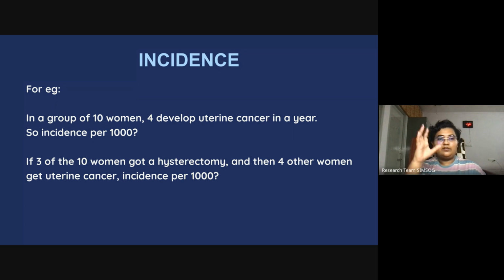If you cannot, you don't need to do the entire multiplication and division. Yeah, that is also fine. So Ovia has written that it is 4 upon 7 into 1,000, right? That is correct, since the population at risk changed from 10 to 7. That is something important, a very small thing, but you shouldn't miss it in questions. So that is about incidence.